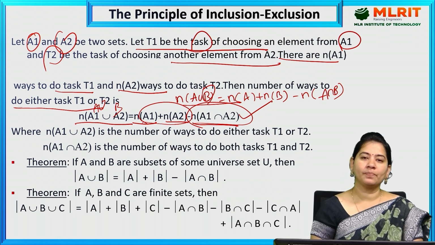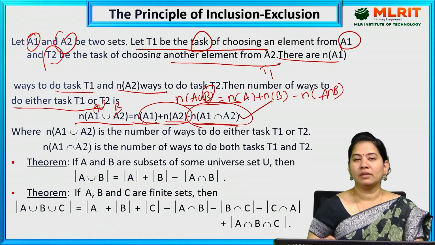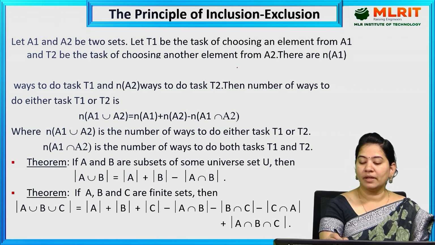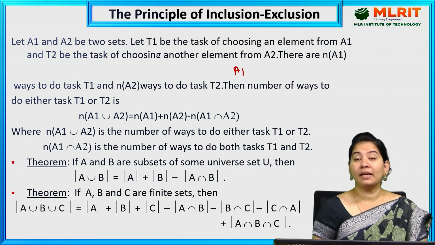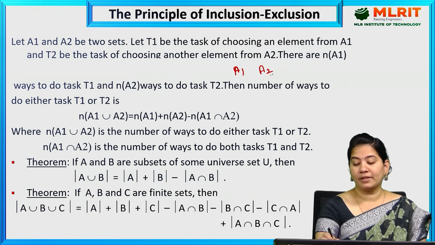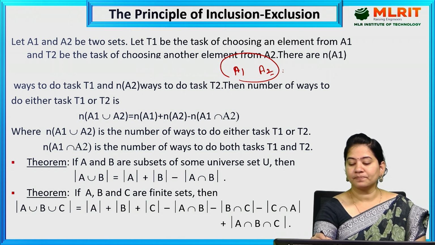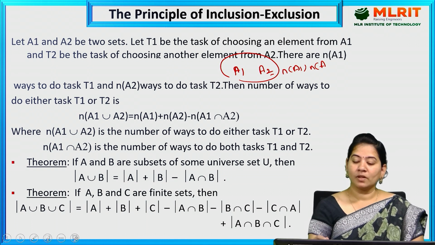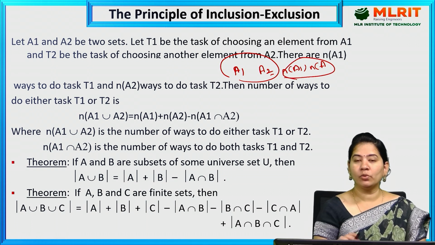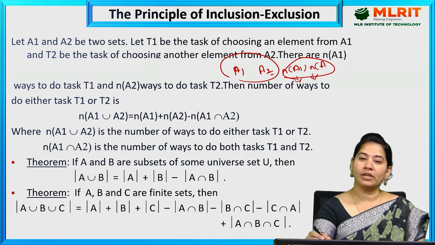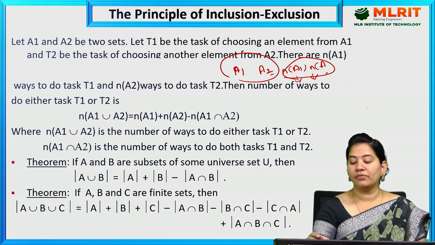So let us suppose we have a task T1. Let's suppose that a task can be done in n1 ways, or a1 ways, and another task can be done in a2 ways. So we have n of a1 ways and n of a2 ways. In this situation, we have to take n of a1 ways and also n of a2 ways. If you consider both, definitely some will be counted more, which means they will be counted twice.